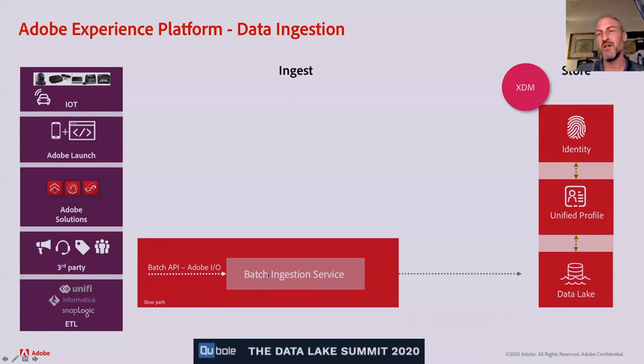We have what we call a batch ingestion service. With the batch ingestion service, you have a file that gets uploaded. It is what we call the slow path. It basically is loading the data in a batch. It could be several terabytes in size, or it could be a small one, a 10 kilobyte batch as well. It's the same service that's being ingested.